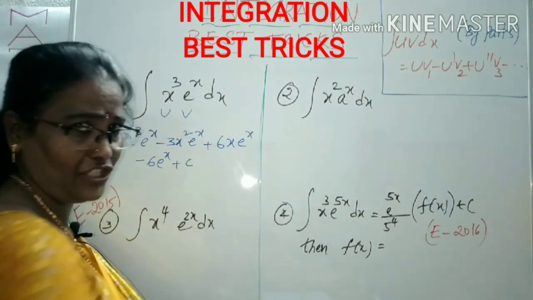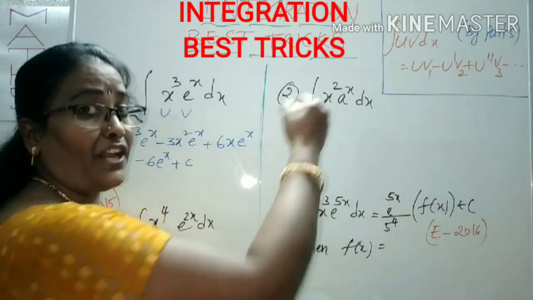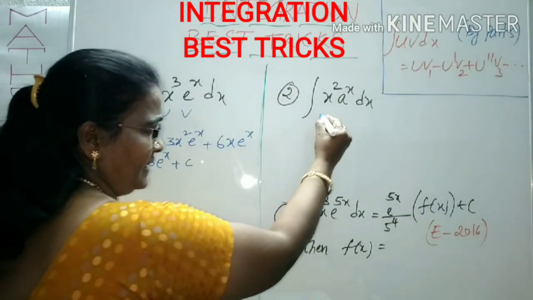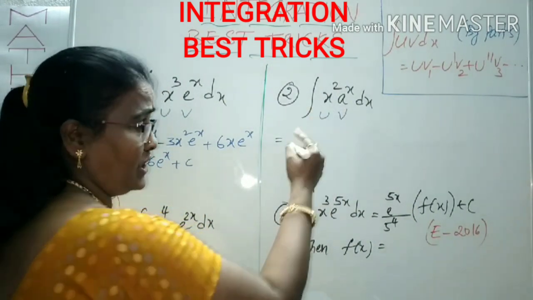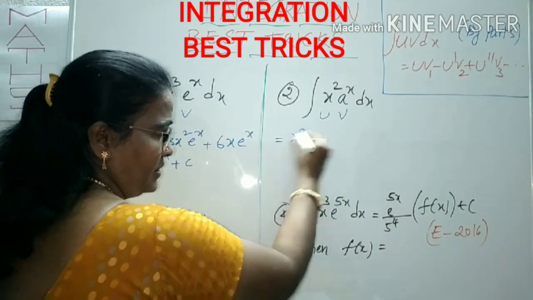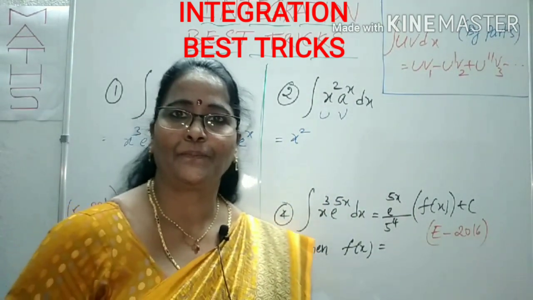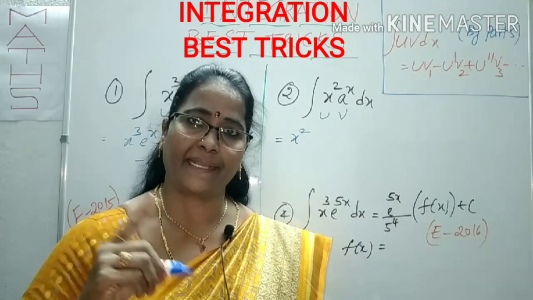Look at the next question. Integral of x square into a power x. Here this is u, this is v. What is it according to that formula? U into x square into, what is the integral of a power x? The integral of a power x is a power x by log a.